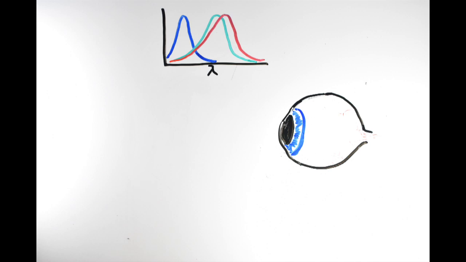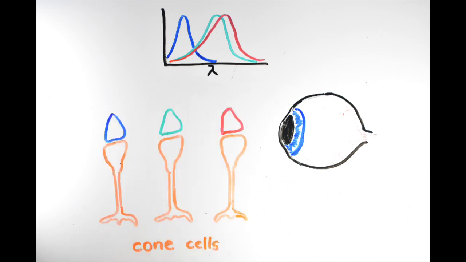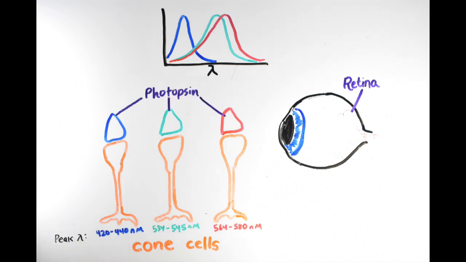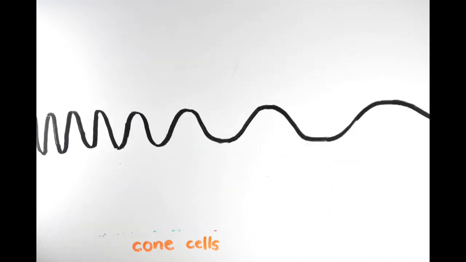The approximately 10 million colors that I can distinguish are the result of just three types of cone cells, found on the light-sensing retina at the back of the eye. Each type of cone cell contains a variant of the photoreceptor protein called photopsin, responding to different wavelengths of light. But what if you could detect more than just three wavelengths and instead create an image using an entire spectrum?